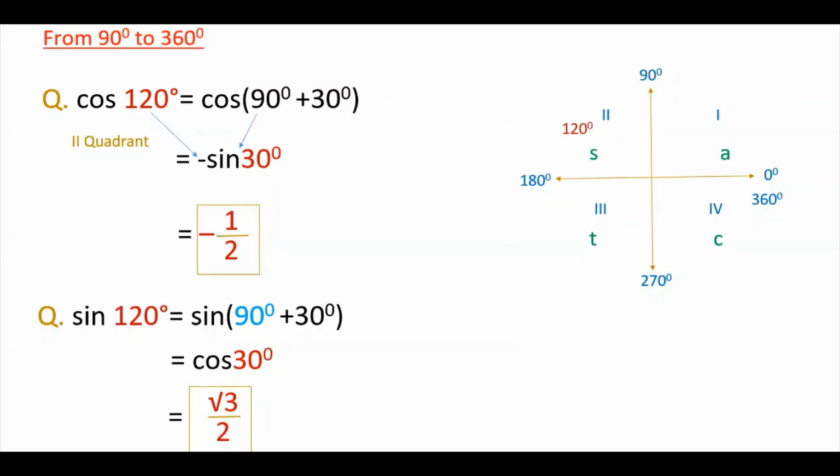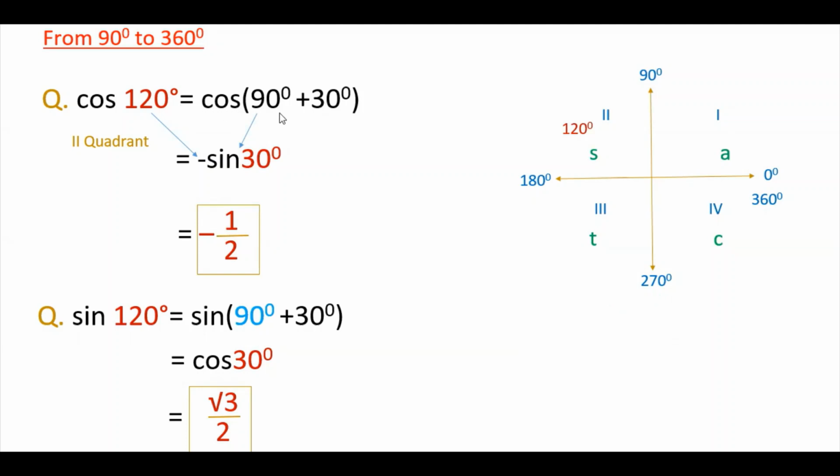Now I am going to tell how to find the trigonometric function values from 90 to 360 degrees. We know the values from 0 to 90. Just now I told how to find the values above 360. Now the first example is cos 120 degrees. You can split this angle as 90 plus 30 degrees, because we don't know the value of 120 degrees.